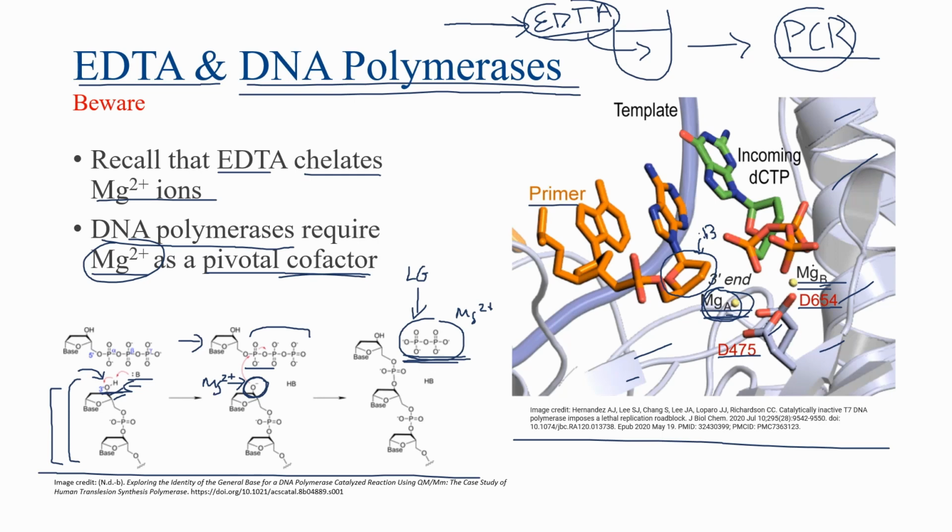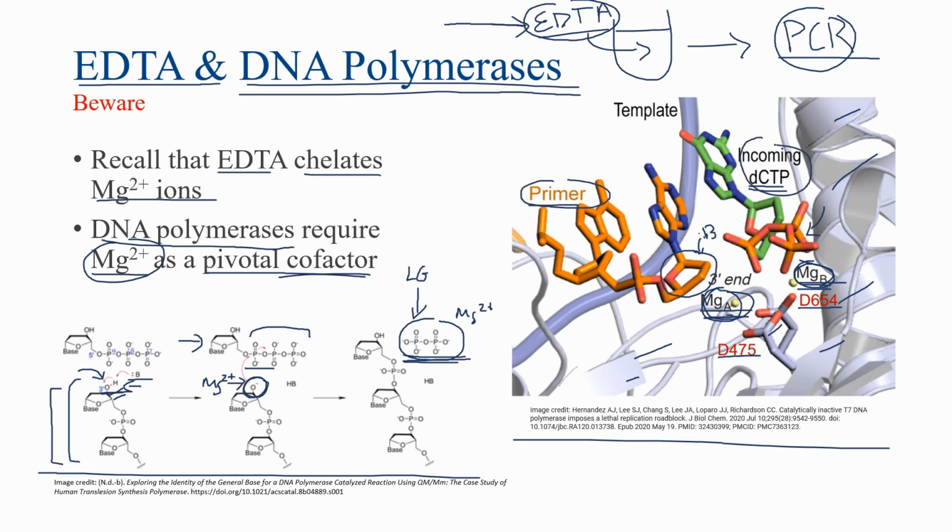On the other hand, magnesium ion B is closely associated with the pyrophosphate group or the triphosphate group of the incoming deoxycytosine triphosphate in this case, which will react with the primer. For example, you can see here in orange and red the triphosphate of the incoming nucleotide, and magnesium B is closely associated with it so that it can stabilize the leaving group. That is, it can stabilize negative charges on the pyrophosphate that will leave once the primer reacts with the incoming deoxynucleotide triphosphate.